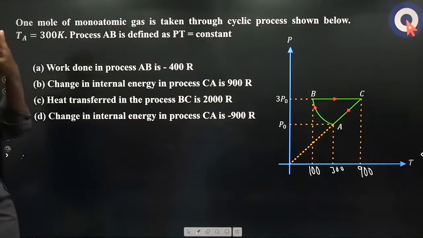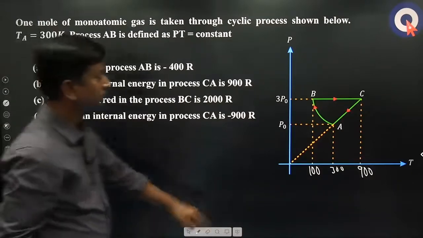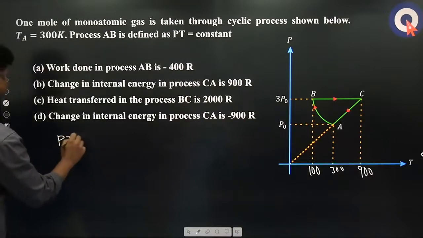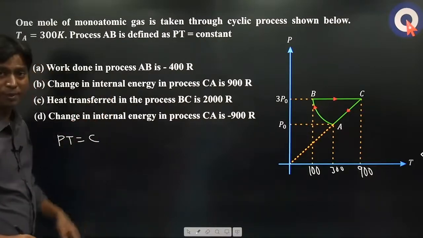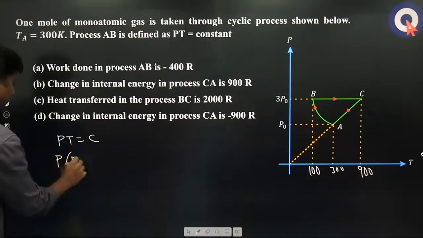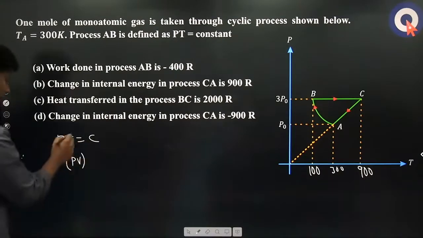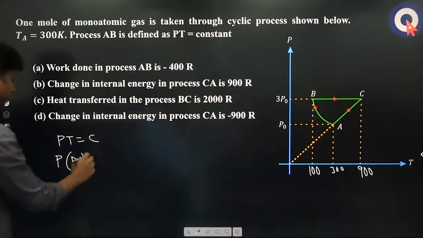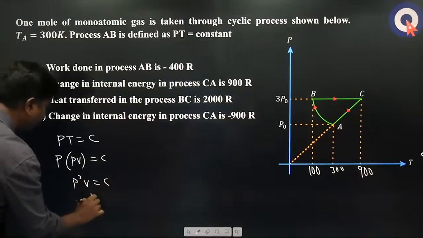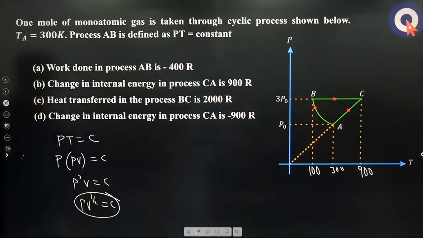Work done in process AB. AB process is pressure into temperature is a constant, so try to find the pressure-volume relation. Since PV = nRT, temperature is directly proportional to PV, and P times T is constant, so P²V is constant, meaning PV^(1/2) is constant. So x is 1/2.